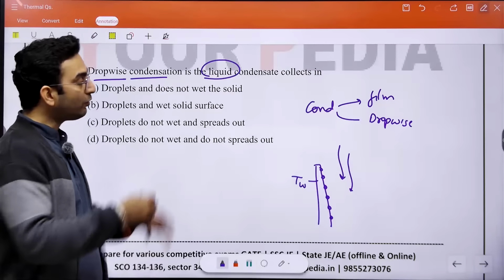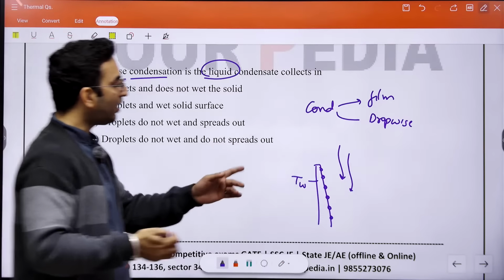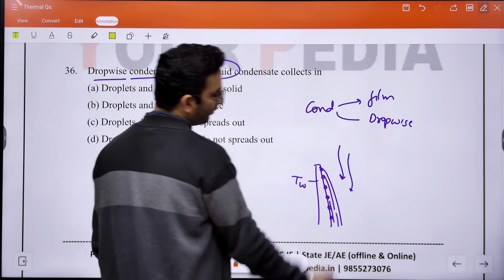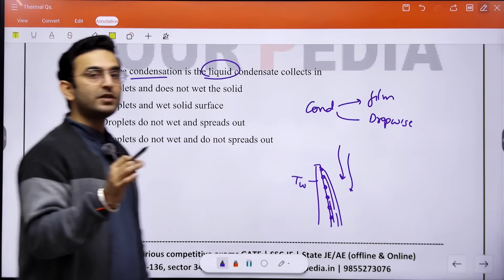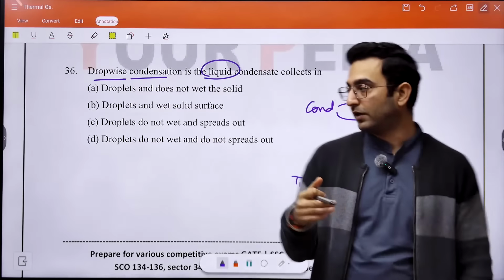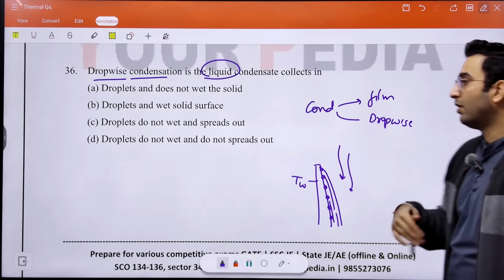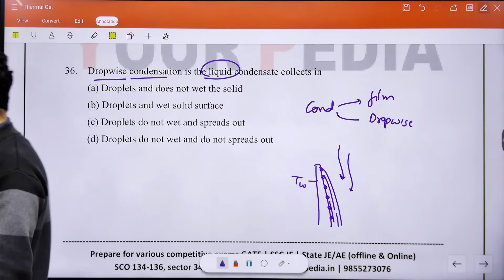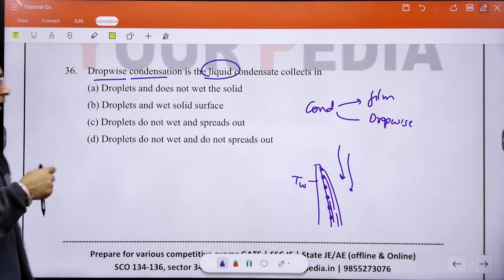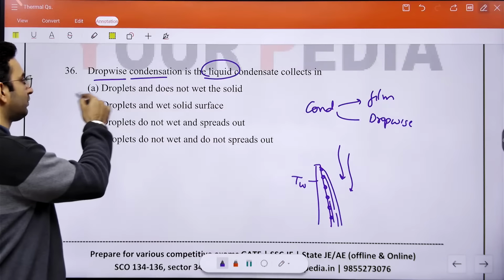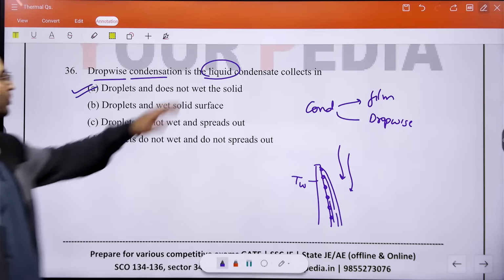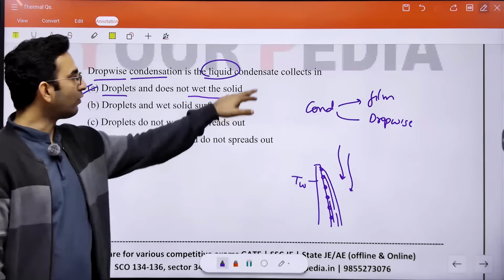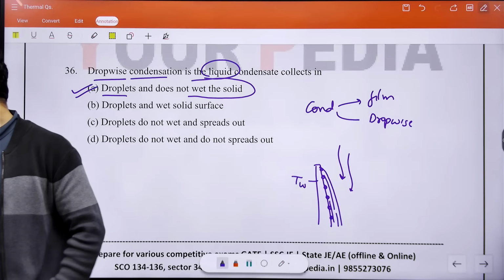But due to the continuous droplet condensation, after some time the state will be achieved where we have a formation of film-wise condensation here. Generally, drop-wise condensation is most accurate here. I can say it is better as compared to film condensation. But over a period of time, drop-wise condensation does not remain present here. It always gets converted into film-wise condensation. So you have to remember the liquid is going to be collected in the form of droplets and they are not going to wet the solid here. Option number A will be the answer here in this case.